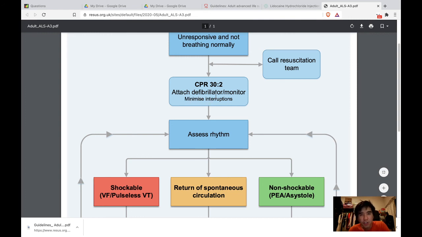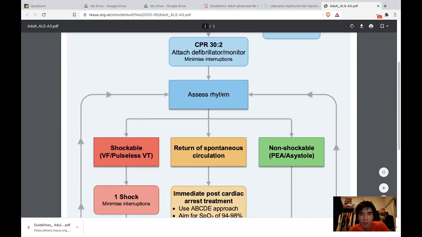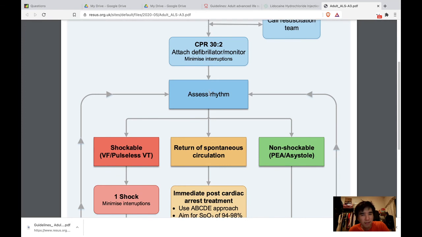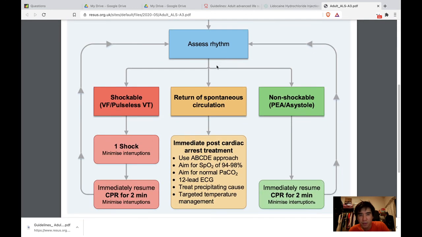Yes. Attach the defibrillator or monitor. Minimize interruptions. Your compressions should not stop for more than 5 seconds. So you stop for less than 5 seconds to assess the rhythm after your CPR. Then, if the rhythm is shockable, give your shock, and immediately resume CPR for 2 minutes.